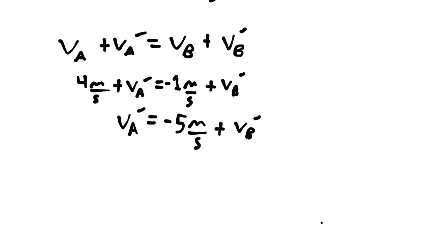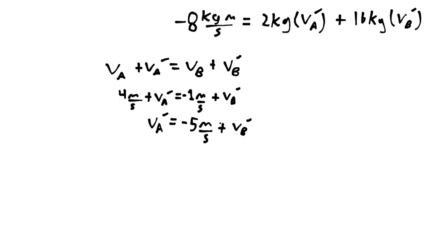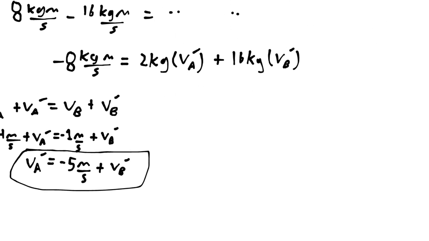All right, so this is what you should be left with. Velocity A prime equals negative 5 meters a second plus velocity B prime. And now we're going to take this whole thing right here and replace velocity A prime in this formula with that one. I'm going to skip ahead and show you what that looks like.